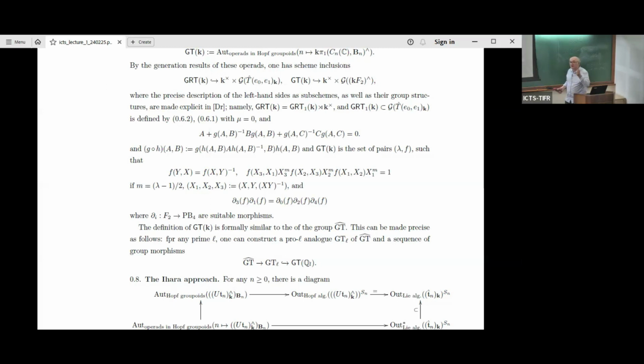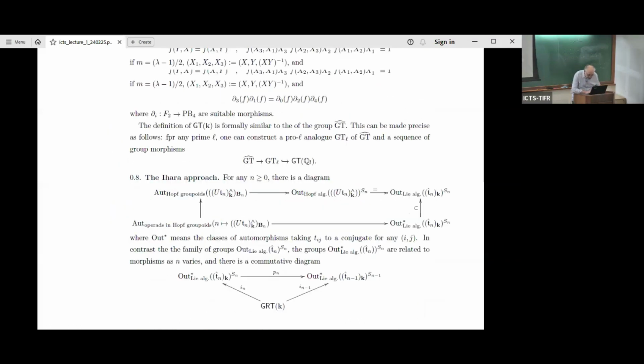So in 2001, Ihara wrote a paper in the Israel Journal of Mathematics. From this paper, you can understand the definition of a GT Lie algebra, which does not use those operads. Okay, so here is the thing.